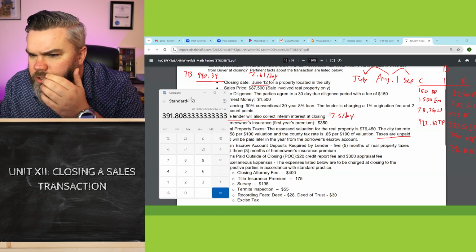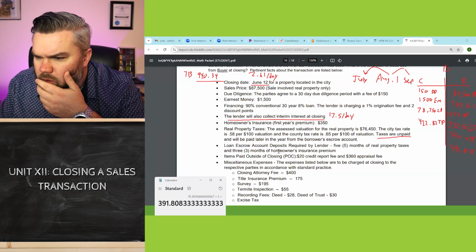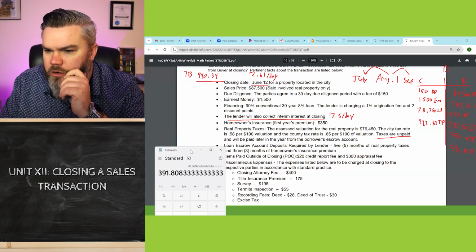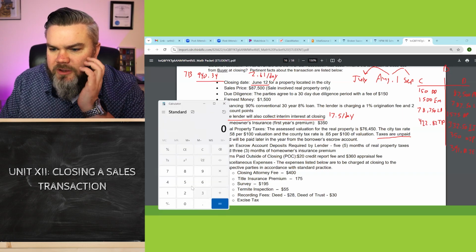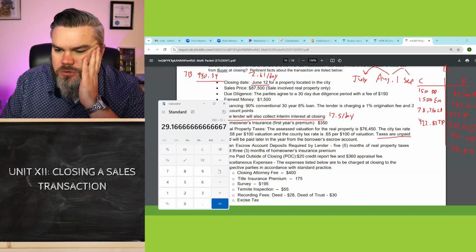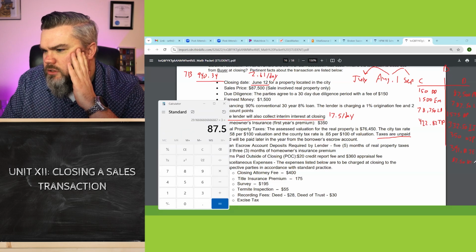And then they want 3 months of homeowner's insurance. Well, your homeowner's insurance was right here. So $350 divided by 12 times 3 months. $87.50. Call that homeowners insurance escrows.